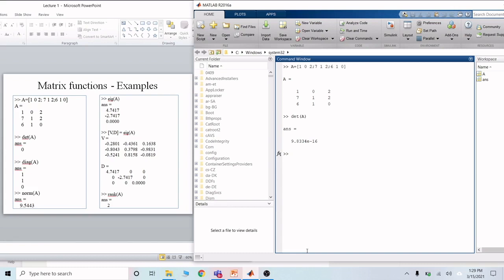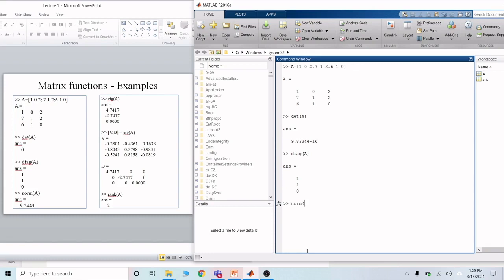I have written in the slides that this value is wrong. Okay, the answer is this. The determinant is non-zero. Okay. DIAG, diagonal of A. The diagonal of A is 1 1 0.